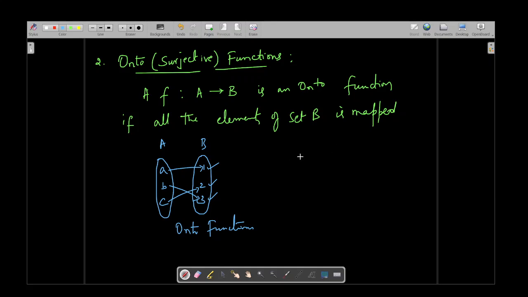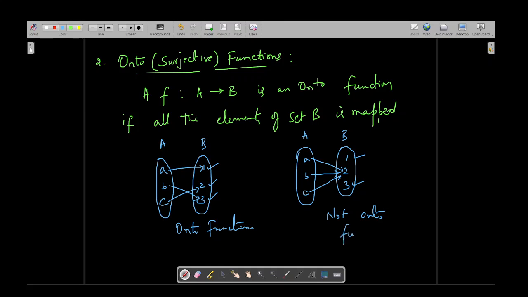If I take a counter example, like I'll take the same two sets A and B with the same elements a, b, c, 1, 2 and 3. If I map a to 2, b to 2 and c to 2 as well, here in set B, 1 and 3 are not mapped. Only 2 is mapped. So for us to call a function onto, every element of set B should be mapped. So here it is not an onto function.